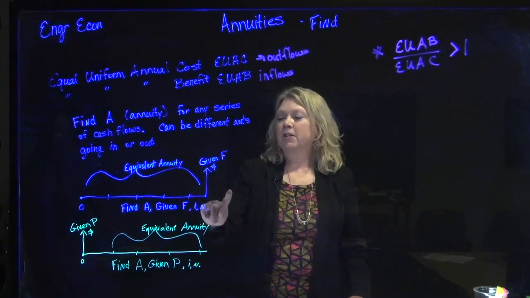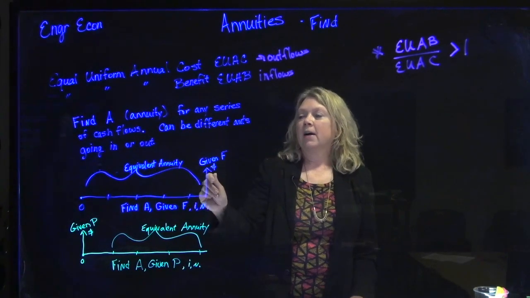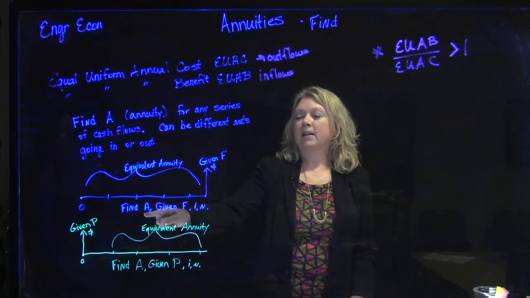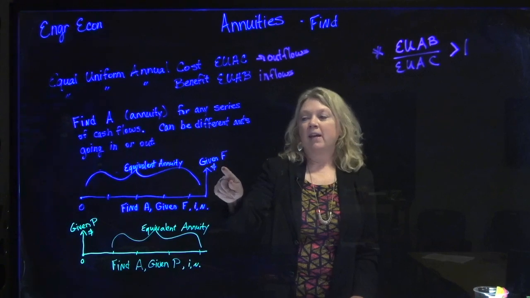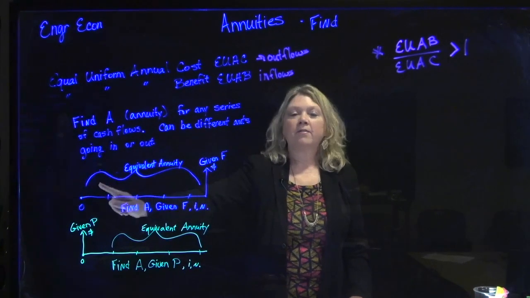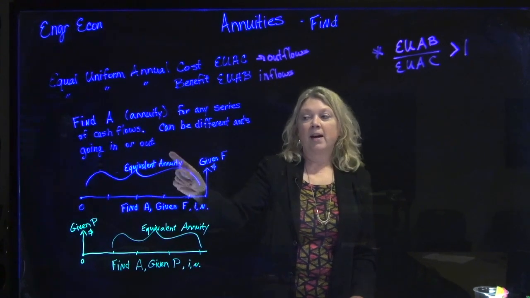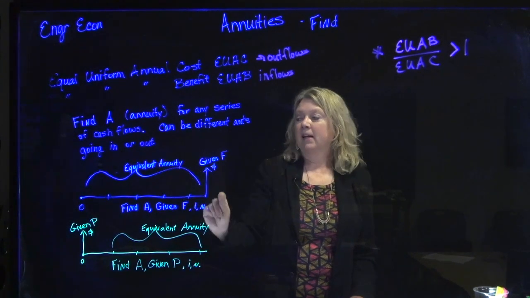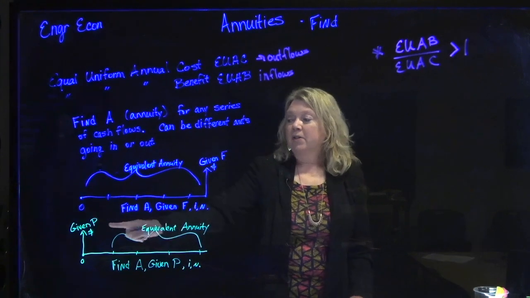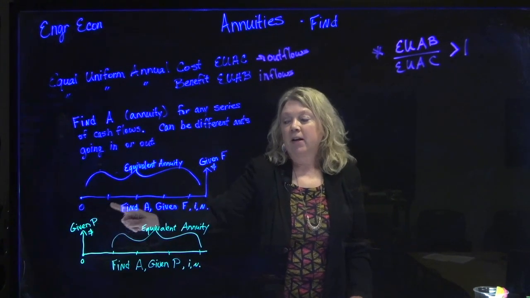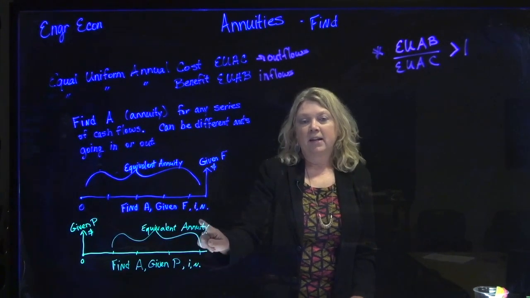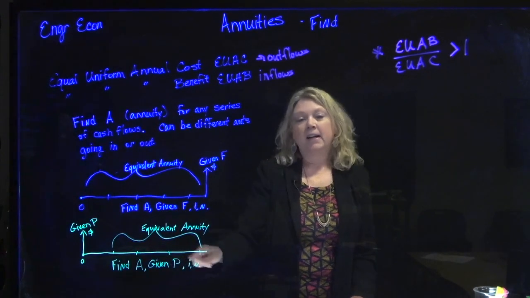Here's a cash flow diagram in general terms. When you're looking at find A given a future value at the end, you're taking all these cash flows, inflows and outflows, different amounts over the life of the asset, and coming up with one average annual amount. Or we can also do the same thing if we're given a present value and we're looking to find the equivalent annualized amount, find A given P.